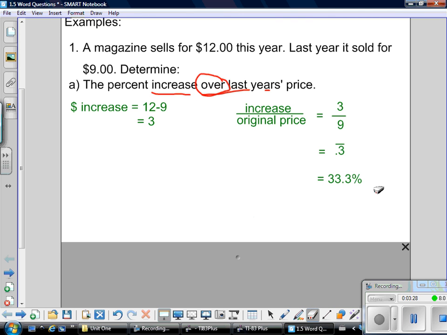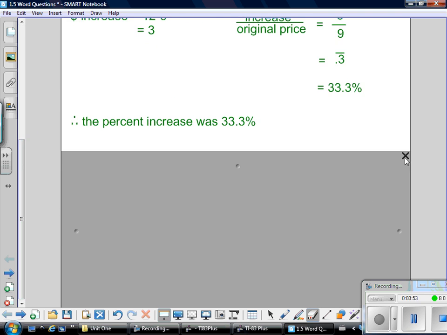33.3%. Now because it's a word question, the other thing that's expected is a therefore statement, and you're used to doing that. So therefore, the percent increase was 33.3%. Okay, so everything that you're seeing here in green is what you would be expected to see in a solution. Now let's take a look at part B.